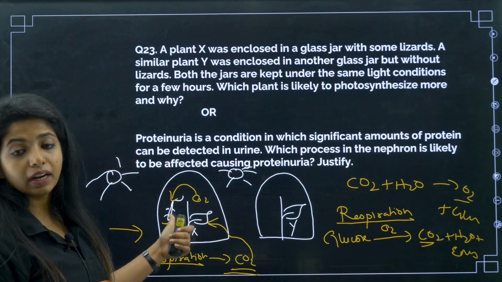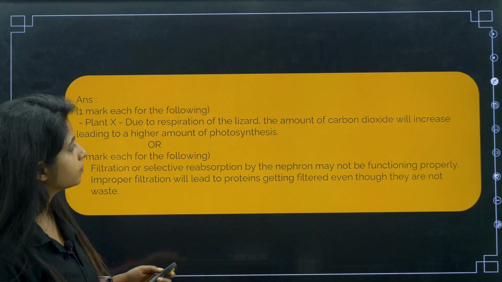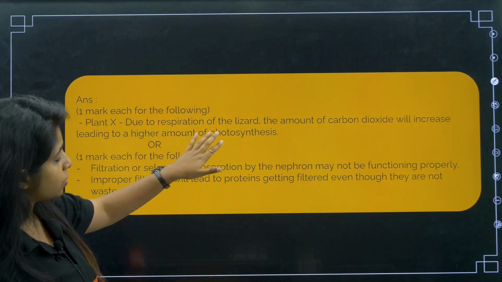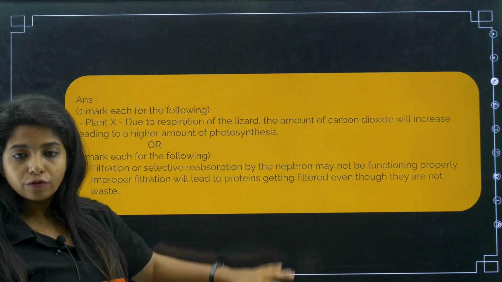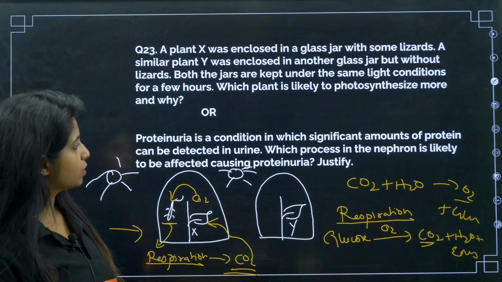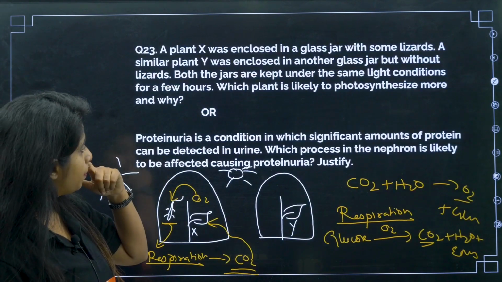So, here the rate of photosynthesis will obviously be more because there is a lizard who is respiring. So, in plant X, due to respiration of the lizard, the amount of carbon dioxide will increase, leading to a higher amount of photosynthesis. Okay? This is 1 mark. Now, what do you have? You have this question also.